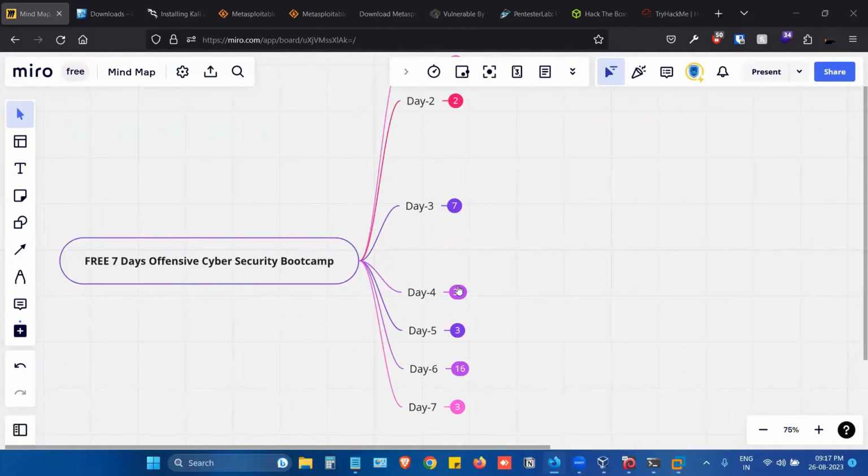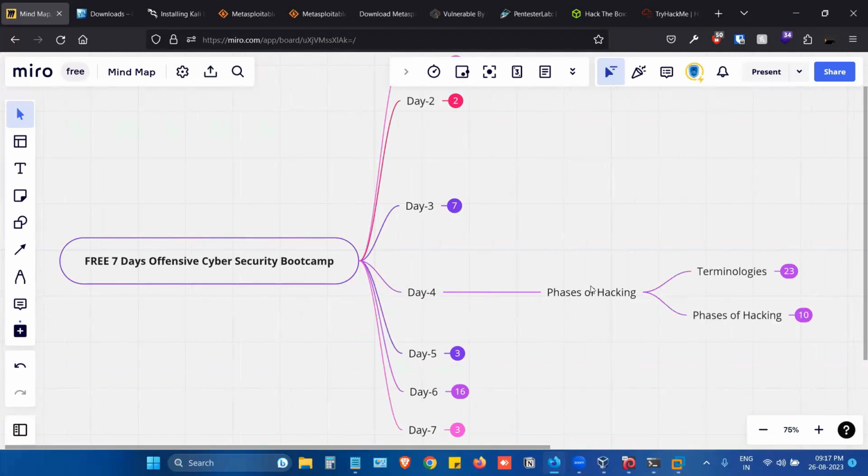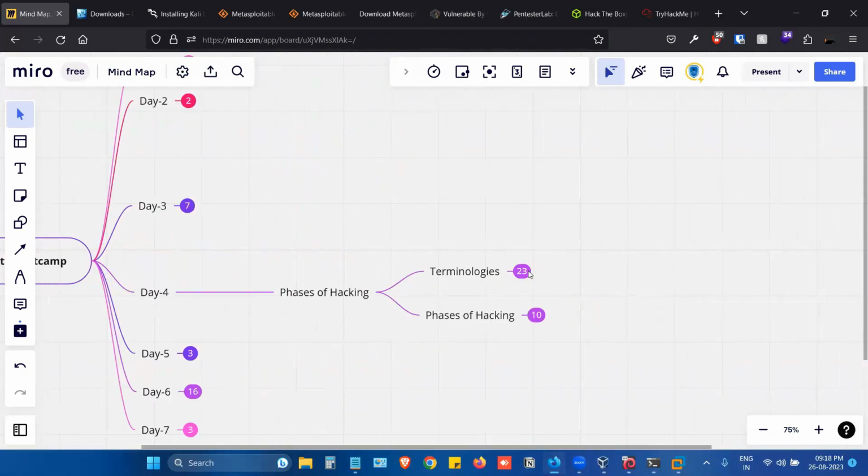Let's start with the day 4 part, that is phases of hacking. Before moving further, we are going to start with the terminologies part. In that, we are going to understand the terminologies to get a better understanding of it. So these are the terms that we are going to use to start.